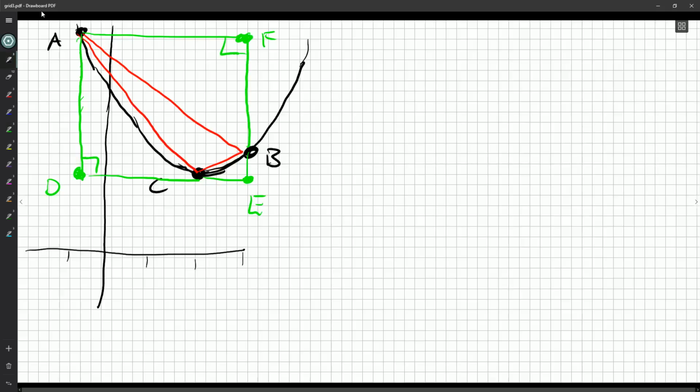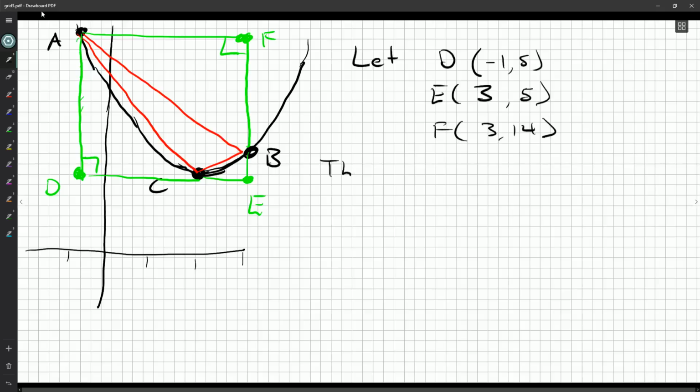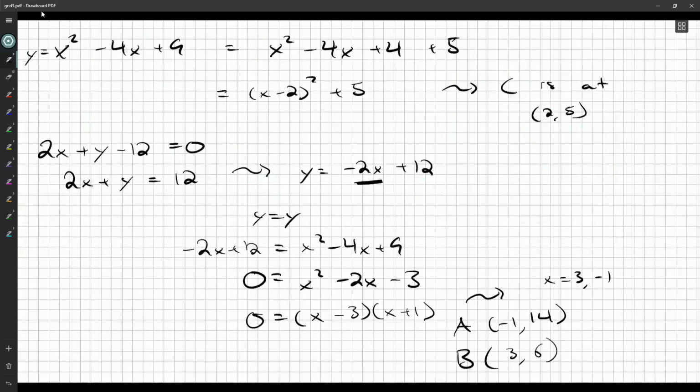So I'm going to say something to the effect of, let D be at -1, 5, and E will also be of height 5, and its x-coordinate will be 3, and F be at 3, 14. Then ADEF bounds ABC as shown. Okay. So, I paired up the coordinates just right, so that's good.